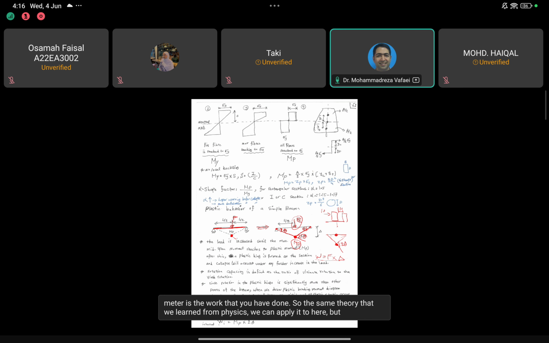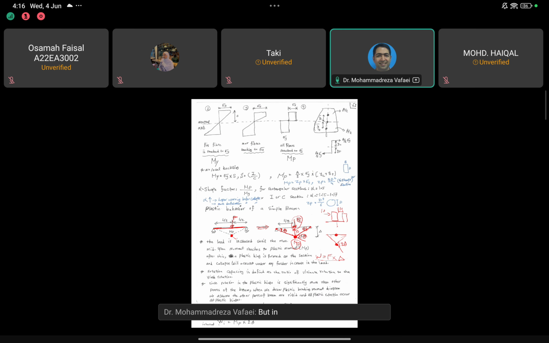But here we have two types of work done. The work that is done by external force, which is this P C, and the work that has been done by internal plastic hinge that we have developed. So the force that comes from this P C is the force itself multiplied by the deflection that we have here, that we call delta. So P multiplied by delta is basically the work that is done by the external force.